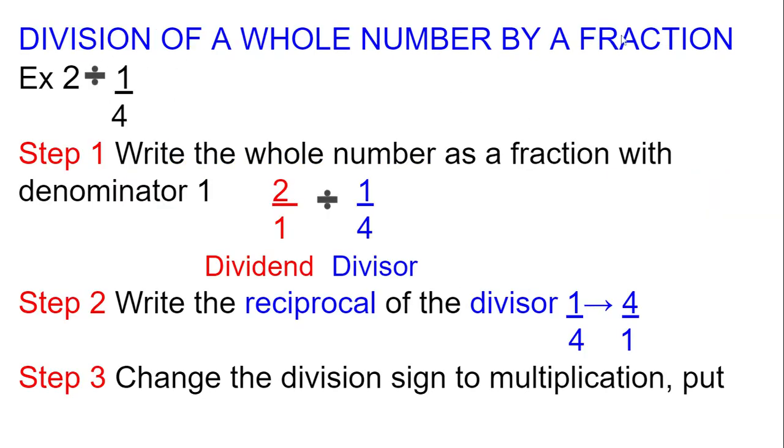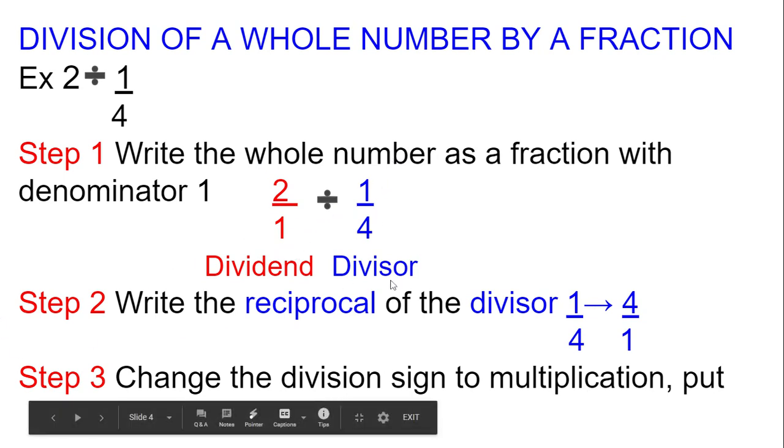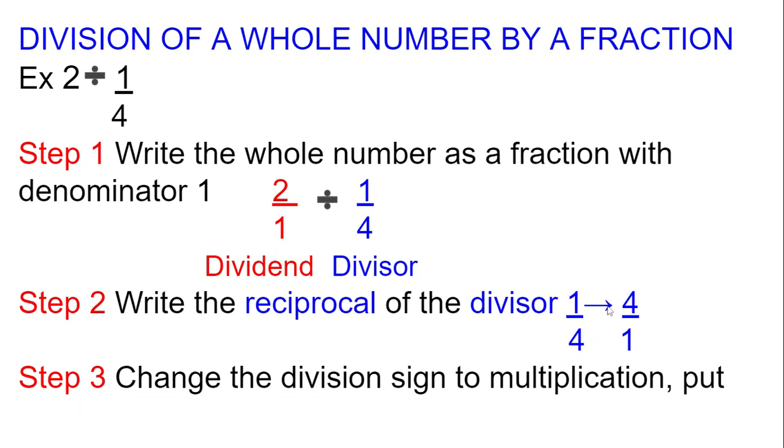Division of a whole number by a fraction. Let's learn this with the help of an example. 2 divided by 1 upon 4. Step 1. Write the whole number as a fraction with denominator 1. 2 upon 1 divided by 1 upon 4. Step 2. Write the reciprocal of the divisor. 1 upon 4 becomes 4 upon 1.